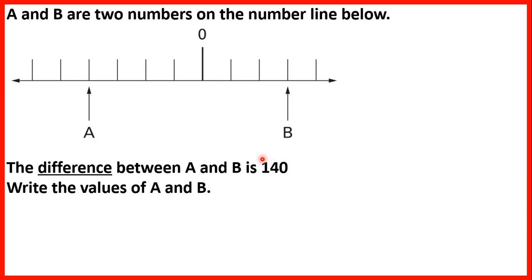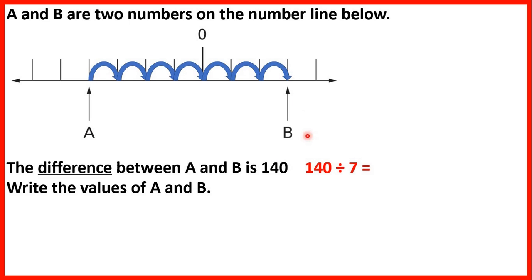So we know that the difference is 140, and to get from A to B, we have 1, 2, 3, 4, 5, 6, 7 lines. So what we can do is divide the difference by 7, because we have 7 jumps to get from A to B, and that tells us that each jump, each line, is a difference of 20.